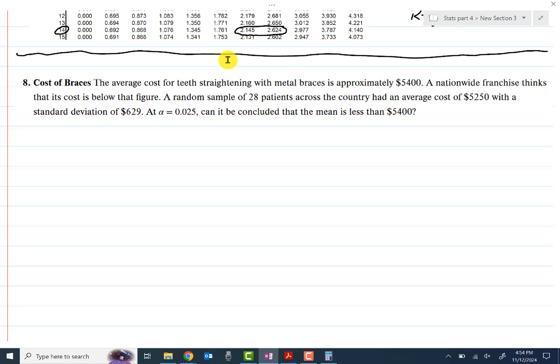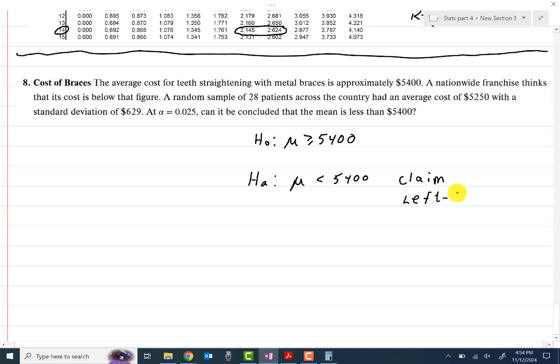Right here we have the average cost for teeth straightening is approximately $5,400. A nationwide franchise thinks its cost is below that figure. All right, so they told me this. My HA, they think that the average cost is below $5,400. So that means that forces H sub 0 to be greater than or equal to $5,400. So here's the claim, and it's a left-tailed test. So remember, your t-value is going to be negative.